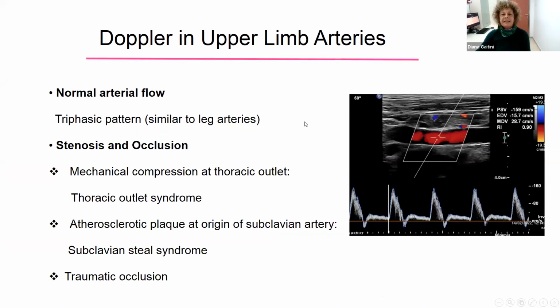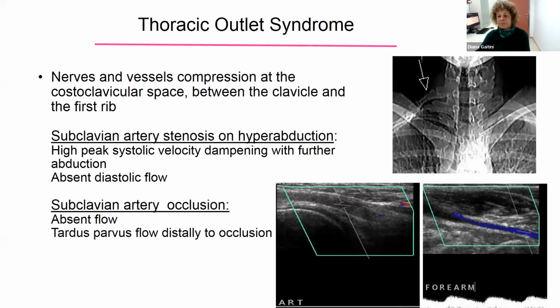What happens in the upper limb arteries? The flow is very similar to the lower limb arteries. It's a triphasic flow. And I want to emphasize two situations of stenosis and occlusion. One is the thoracic outlet syndrome, that is a mechanical compression at the thoracic outlet. And the other is subclavian steal syndrome due to arteriosclerotic plaque at the origin of the subclavian artery, and I will show a case of traumatic occlusion.